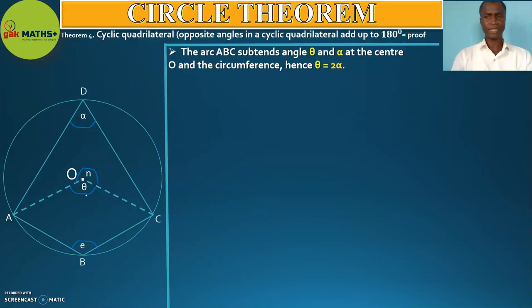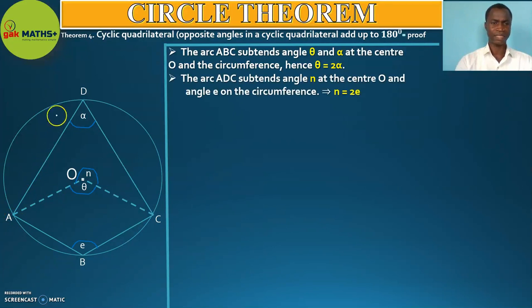And from the first theorem learned under the second theorem, we know that 2 times alpha, that is the angle subtended on the circumference, is the angle subtended at the center by the same arc. Similarly, from the arc ADC, this very arc subtends the angle E on the circumference and the angle N at the center of the circle. And from the same theorem, we know that 2 times the angle E is the angle N.